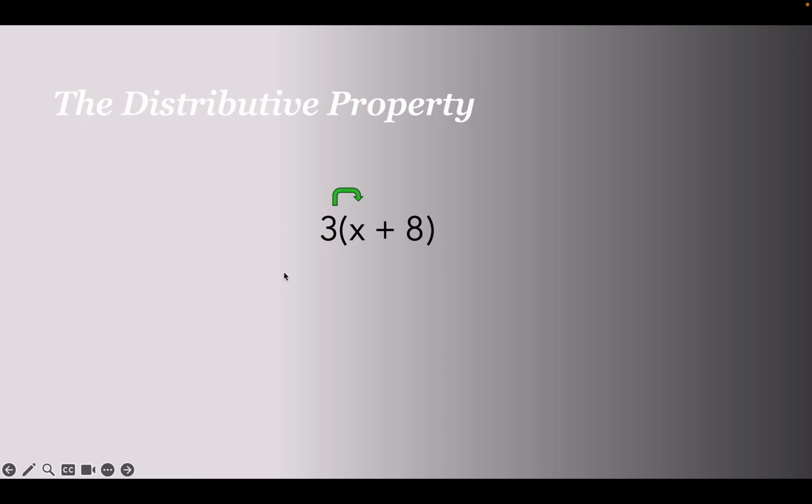The first step is to take the 3 and multiply it times the x. That equals just 3x. Write down on your whiteboard or your piece of paper, 3x. I'm going to bring down that plus sign. Then I need to do the second term here. I'm going to need to multiply this 3 times the 8. 3 times 8 equals 24. And our final answer is 3x + 24.